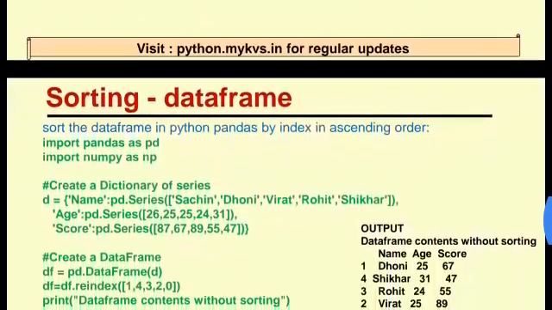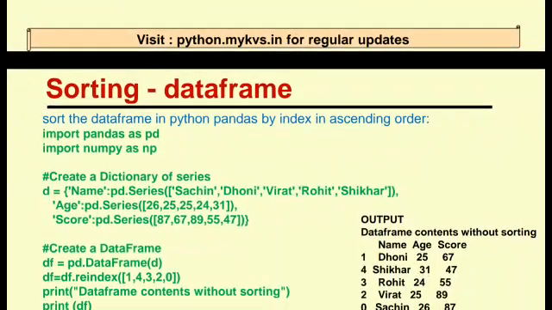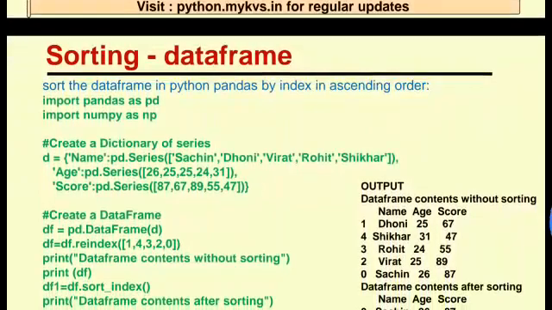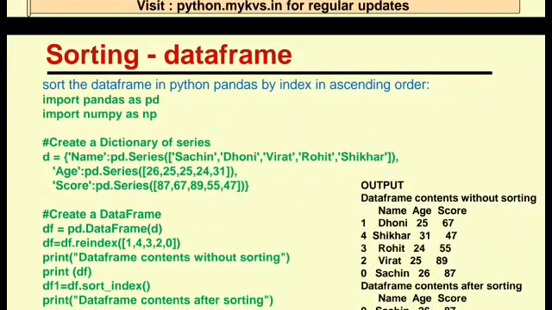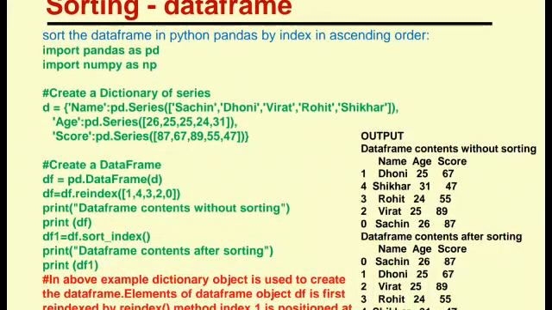So import pandas as pd, import numpy as np, hash create a dictionary of series, d is equals to curly bracket, first column is name colon pd.Series, small bracket, square bracket, names are given. Now close both the brackets, comma, age pd.Series and values, and score colon pd.Series, ages are given and curly bracket close. Now create a data frame. df is equals to pd.DataFrame. I am calling d here.